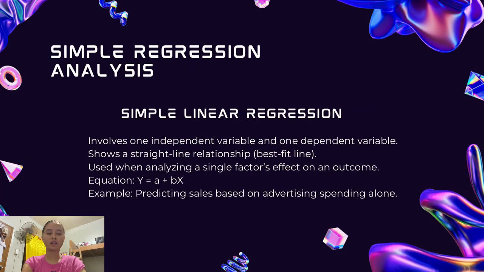Next is the simple regression analysis. Simple regression is like super chill kasi one independent variable lang and one dependent variable. So, very one-on-one relationship vibes lang siya. It shows us straight line relationship, yun yung tinatawag na best fit line. Para you can easily see how one factor affects the outcome.